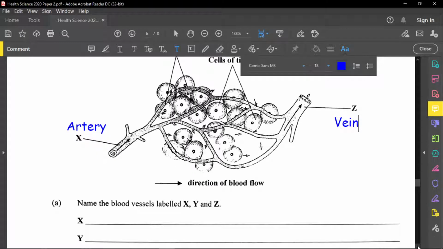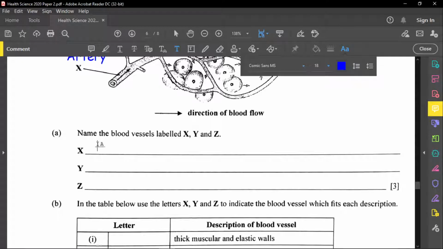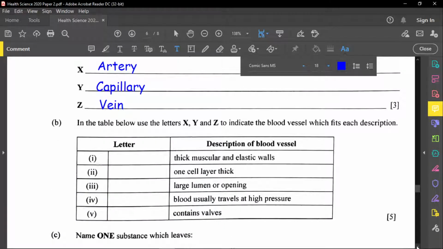Name the blood vessels labeled X, Y, and Z. We labeled them already, so let's quickly write them here again so you see it one more time. This is artery, and Y in the middle, the smaller one, is capillary. Then Z, the one that is leaving, is vein. Remember that veins take blood to the heart. Arteries take blood away from the heart. Capillaries exchange substances between the cells or tissues in the body, and also connect arteries and veins.